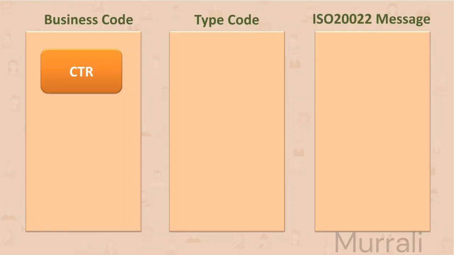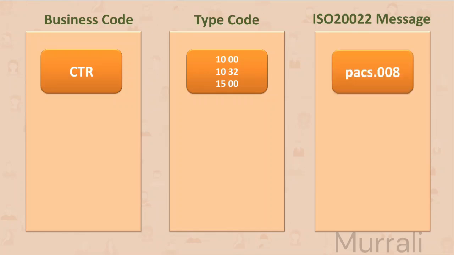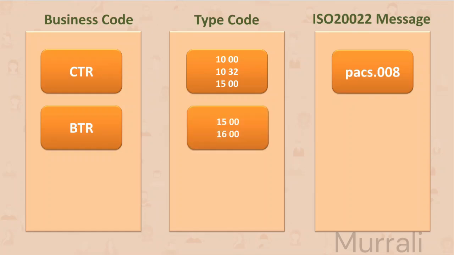The Fedwire uses the function code CTR for denoting a customer credit transfer, and the type codes for that are 1000, 1032, or 1500. Now all of these codes will be replaced by only the PACS.008 message. Similarly, for the bank transfer, the Fedwire uses the function BTR and the type codes are 1500, 1600, and these codes are replaced by the PACS.009 message.